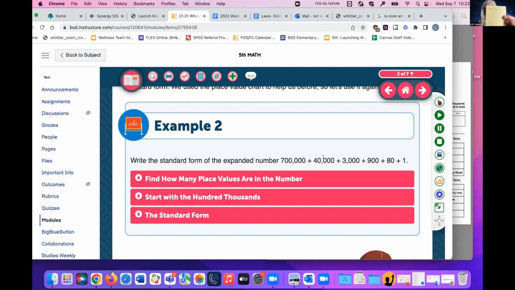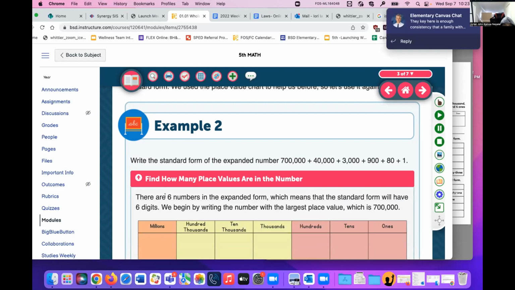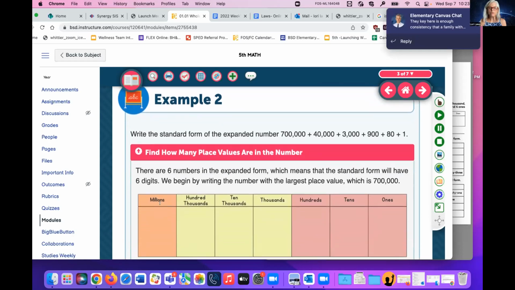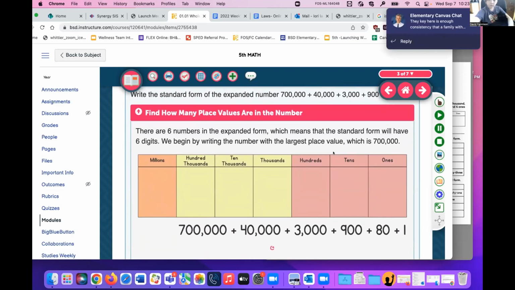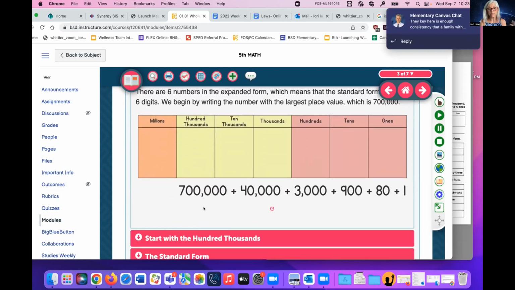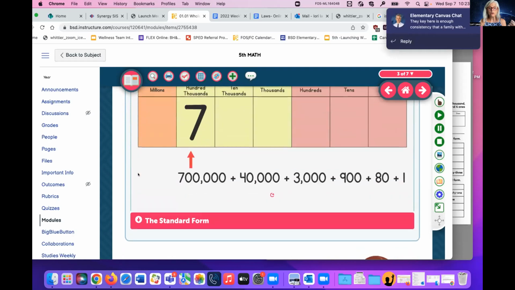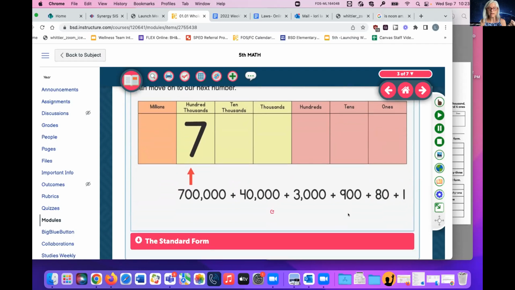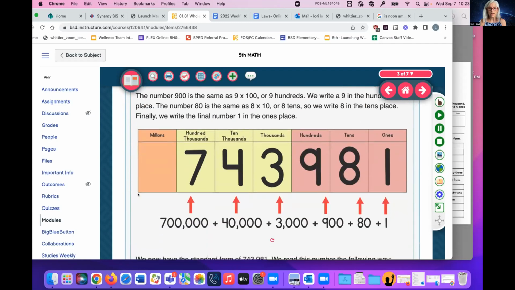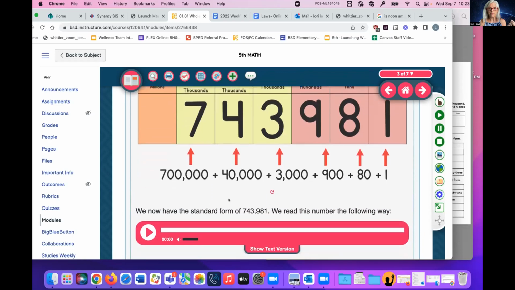743,981. That's what I got. There are 6 numbers in the expanded form, which means that the standard form will have 6 digits. We begin by writing the number with the largest place value, which is 700,000. Then you go to your hundreds. So 700,000 plus 40,000 plus 3,000 plus 900 plus 80 plus 1. And you get to the standard form.